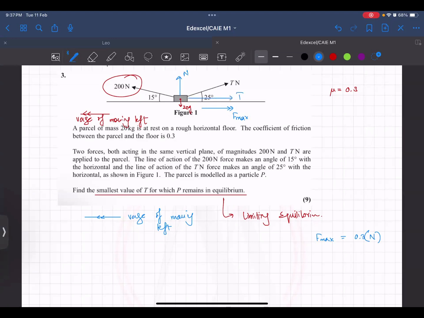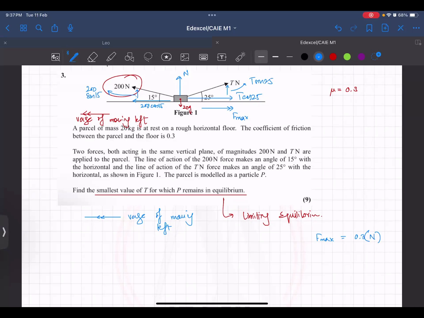This would be T cos 25, and this would be T sin 25. This would be 200 cos 15, and this would be 200 sin 15.